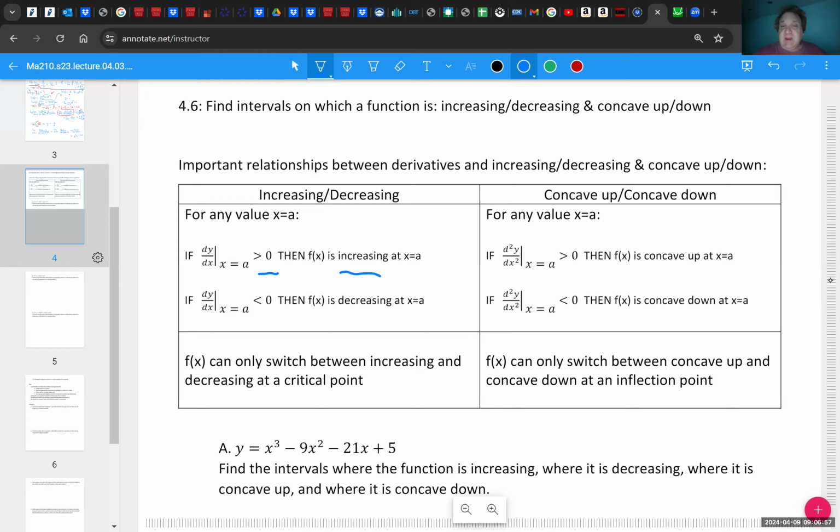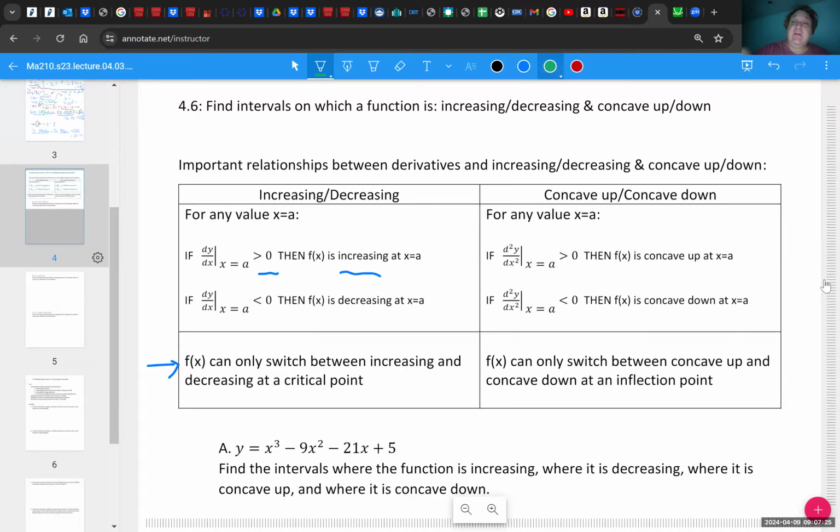And we're looking for intervals in which all of the derivatives are positive or all the derivatives are negative. A very important thing is that because we're looking for switching between positives and negatives, it's only possible for a function to switch between increasing and decreasing at a critical point. If you don't remember what a critical point is, that is just where the derivative is zero or the derivative is undefined. And I'll show you examples of those in a moment.